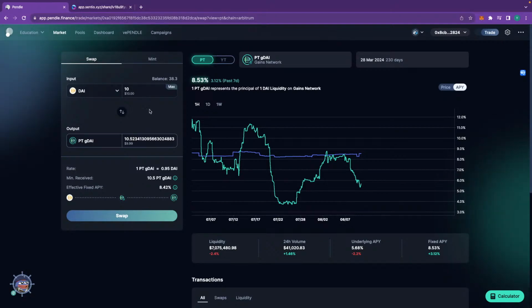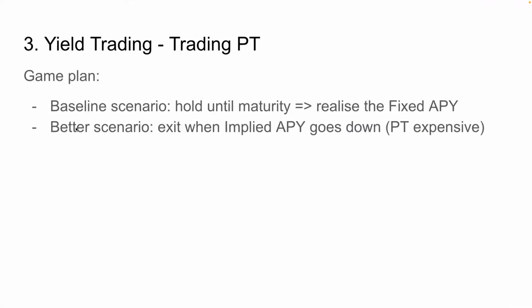That means that I just earn a 1% return, absolute return after just 1 week, and that translates into a 67% APY for the week. And so for the better scenario, I can always exit the PT position earlier for a short-term profit, and that will basically squeeze out more APY from my total position. So yeah, that is exactly how you can trade PT.